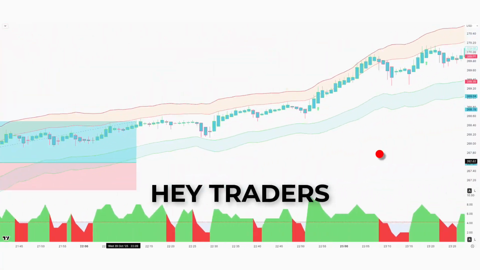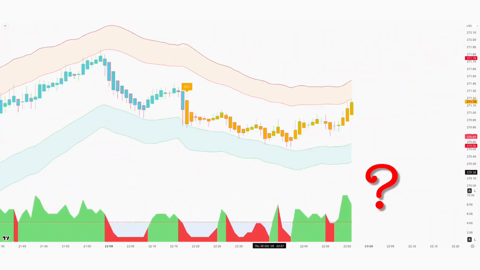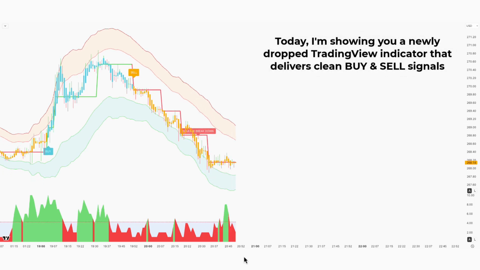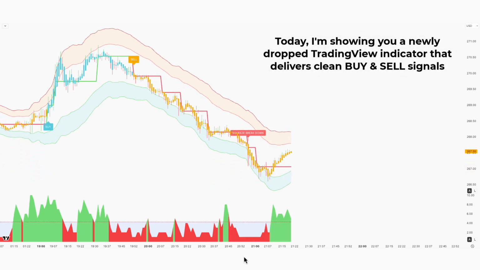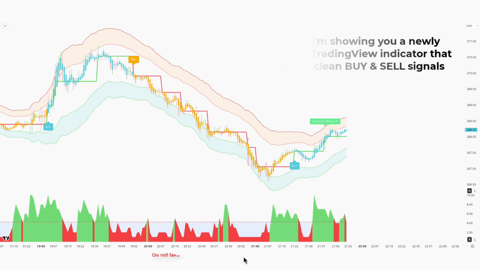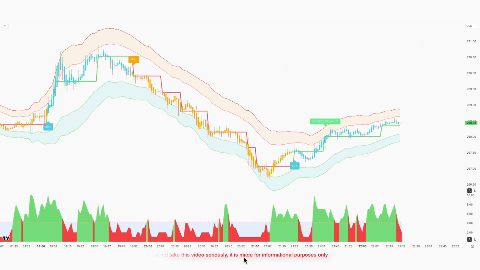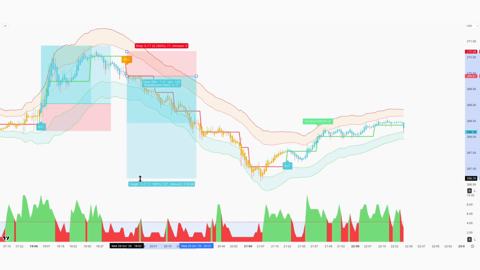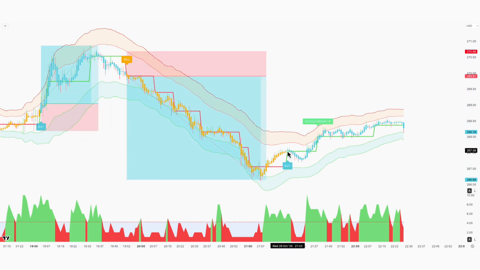Hey traders, what if your chart stopped confusing you and started guiding you? Today I'm showing you a newly dropped TradingView indicator that delivers clean buy and sell signals. And in this video we're testing it live. No cinematic edits, no hindsight analysis, just real-time structure and real-time decisions.